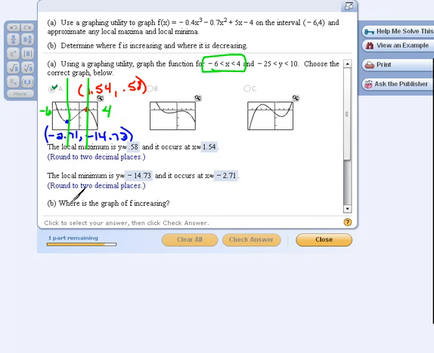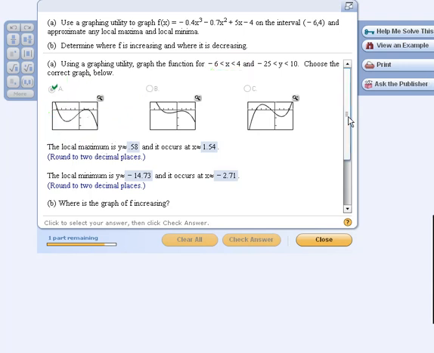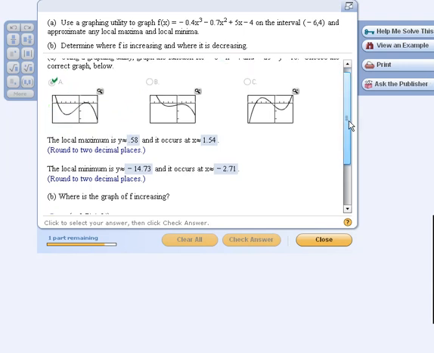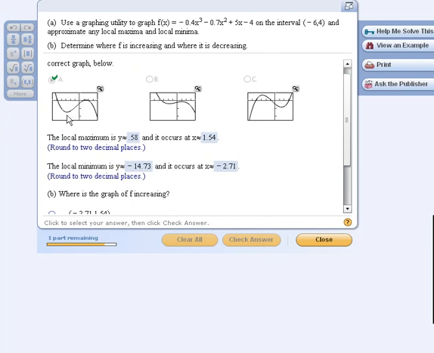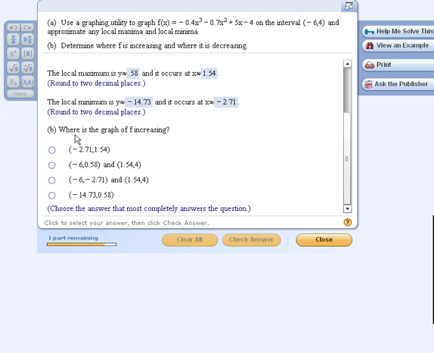So now it's a matter of just answering their question. You've got to make sure and write all this out every time so you can refer back to it. Okay, so let's see what we can remember. We're increasing from negative 2.71 all the way to 1.54. So now I just have to find that in my answer choices, which is here.